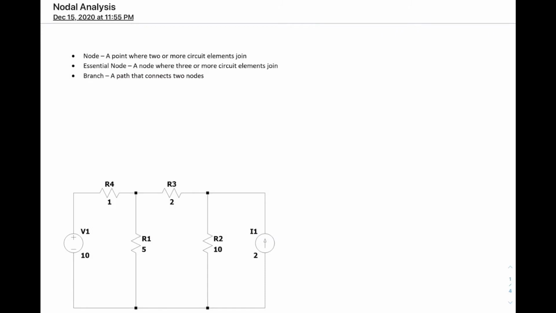In this video, we're going to be talking about the node voltage method, also known as node analysis. To begin, we need to go over a bit of terminology so we know what we're talking about here. First of all, we have a node, which is a point where two or more circuit elements join. Then we have an essential node, which is a node where three or more circuit elements join. And then we have a branch, which is a path that connects two nodes.